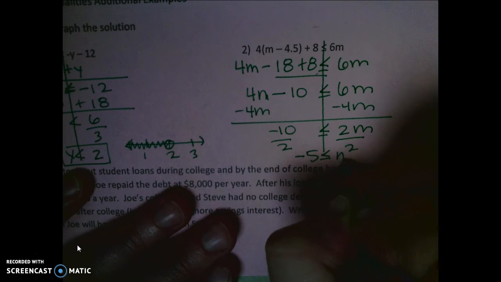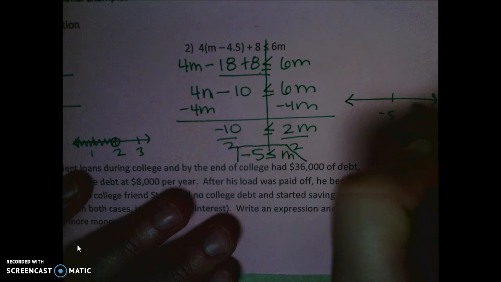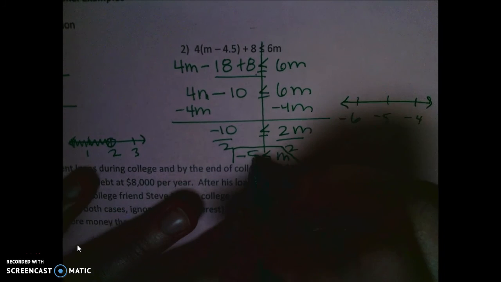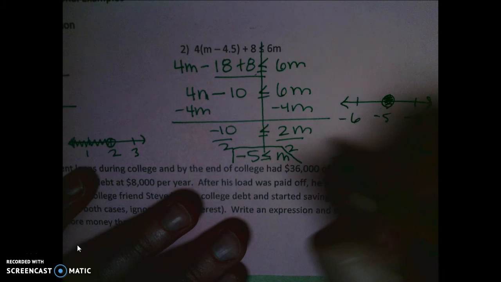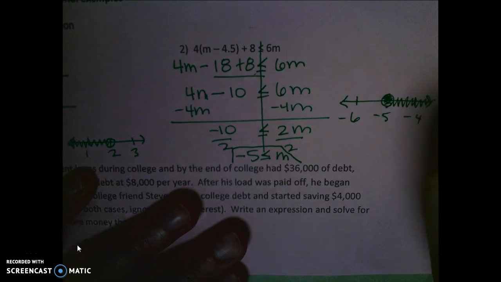So negative 5 is less than or equal to m, and then I have to graph it. So again, I would put -5 in the middle, one number above that, one number below that. This would be a closed circle because -5 would be included. And then -5 is less than -4. So that's the direction that I would take.